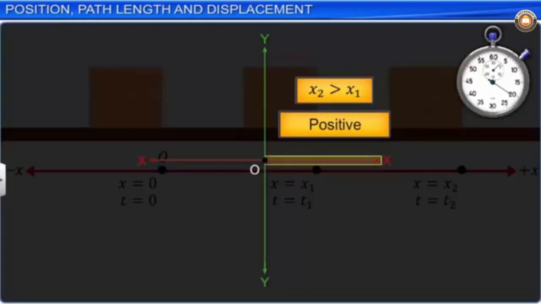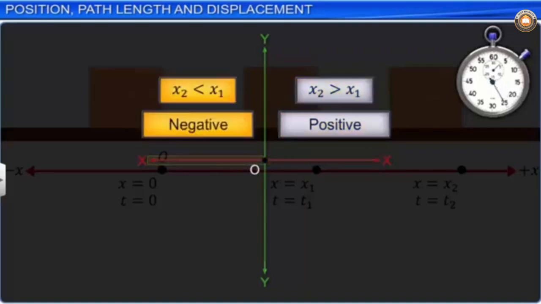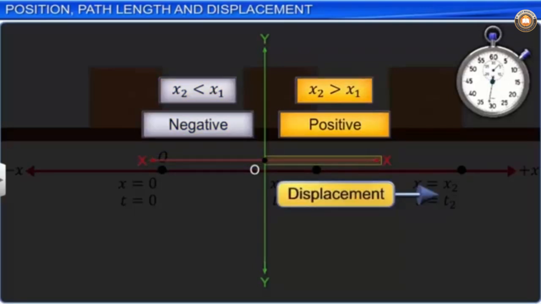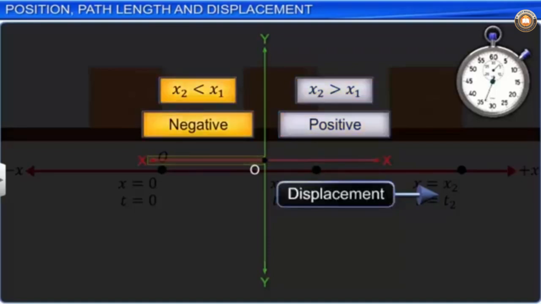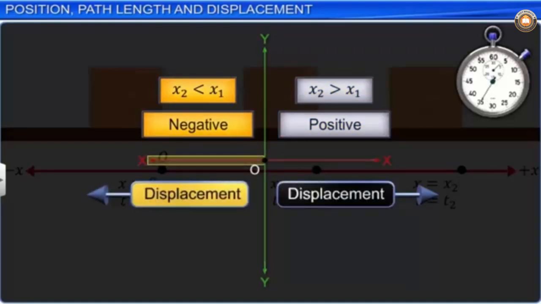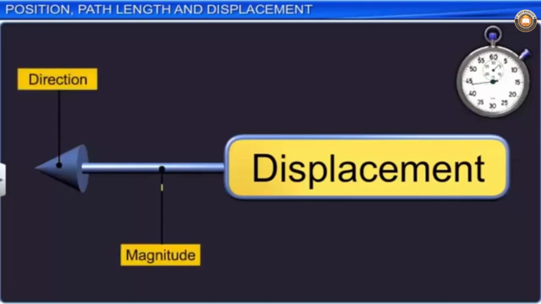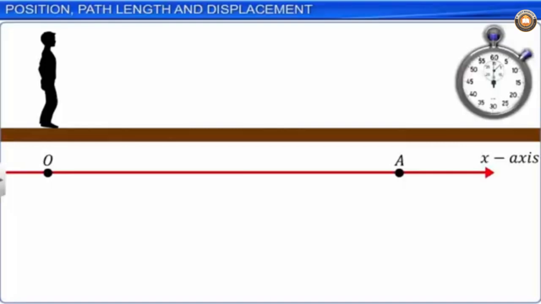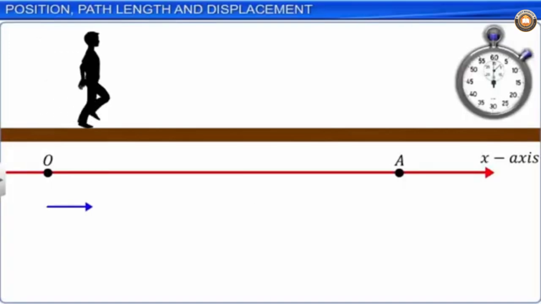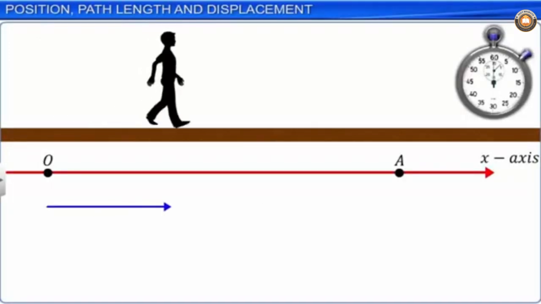A positive sign indicates displacement to the right side. A negative sign indicates displacement to the left side. Since displacement has magnitude and direction, it is a vector. For example, let's consider the displacement of the man moving from O to A.